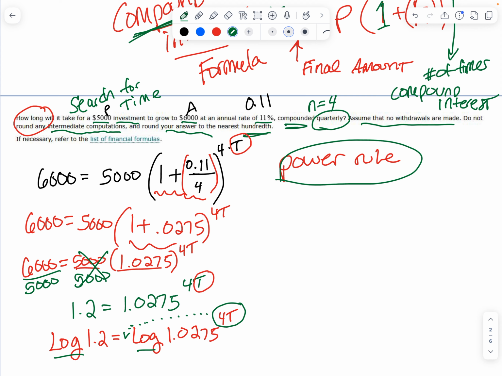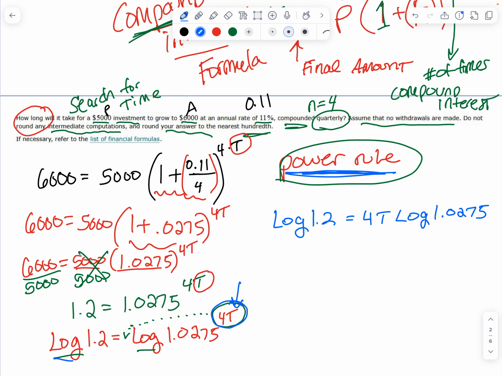So what does that look like now? That's going to look like log of 1.2 equals 4 times t times the log of 1.0275. So what the power rule does, in my mind, this t up here is basically saying, nanny, nanny, boo-boo, you can't get me, right? Because I'm high above your head. But you're like, yeah, I can get you because I'm going to slap both sides with a log, and that's going to allow me to use the power rule to get you off of your pedestal and down here where you belong, right?